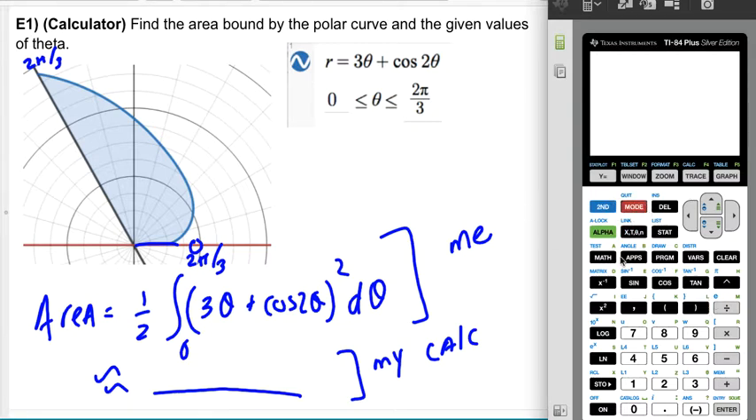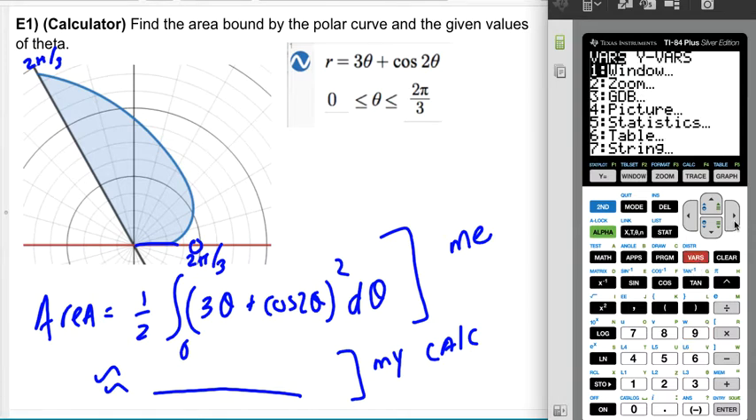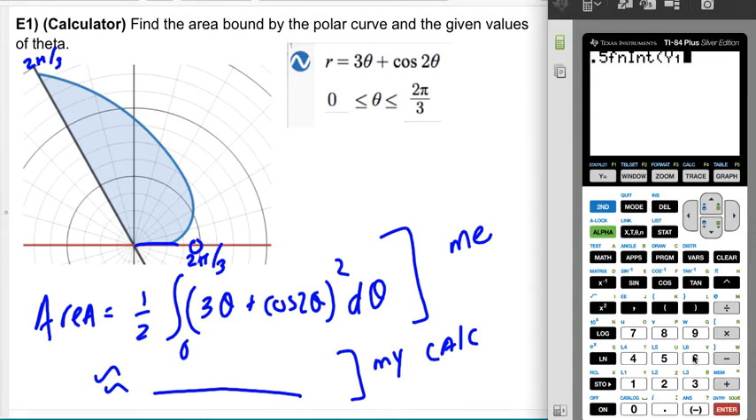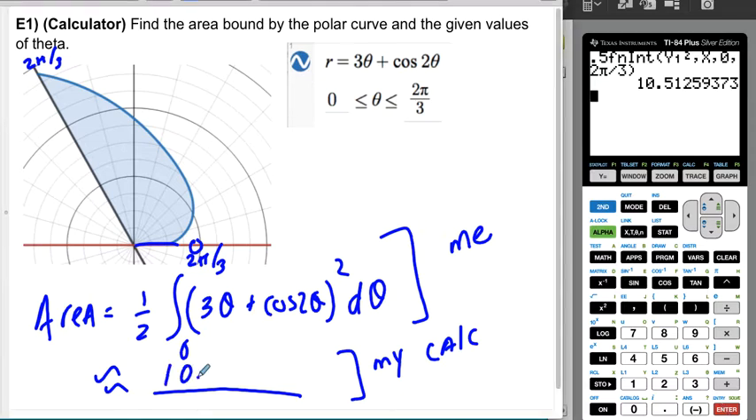So I'm going to quit out of this. I want math 9, right? So 0.5, math 9, and what I want to integrate is the thing I called y1 squared, with respect to x, because that was my theta, from 0 to 2 pi over 3. I'm going to show you in a sec that this works the same way if I do it in polar mode, just so that you believe me, and it really doesn't matter. So that's my answer.